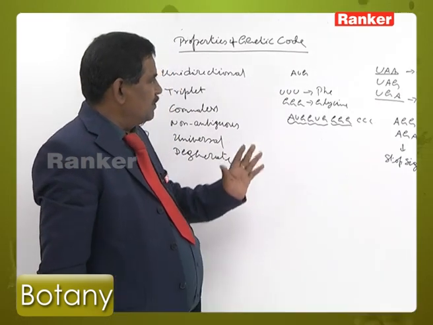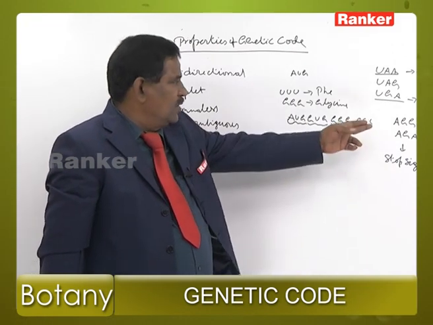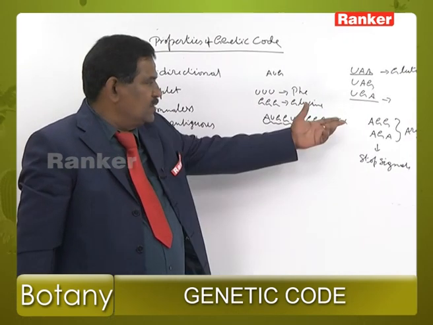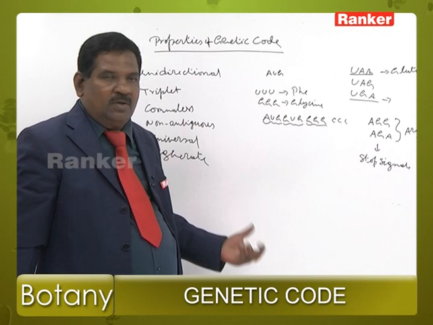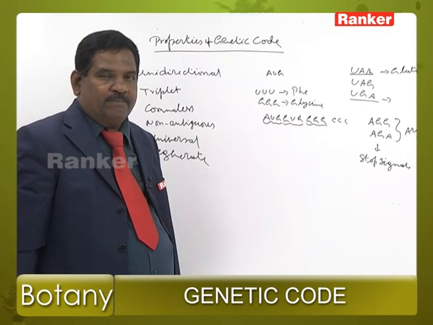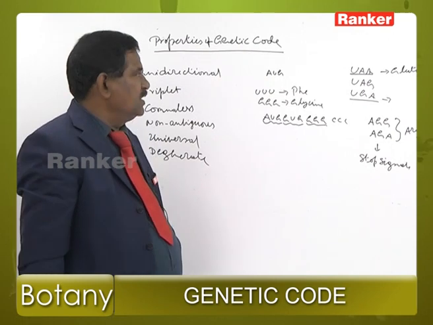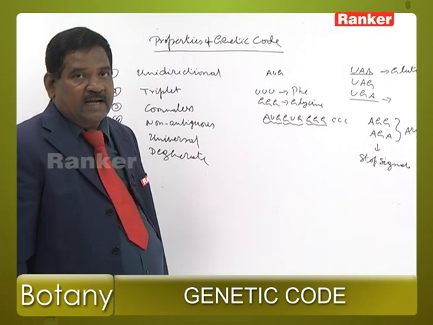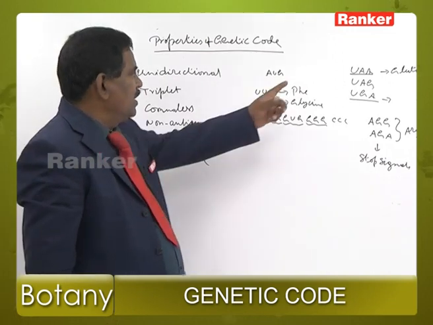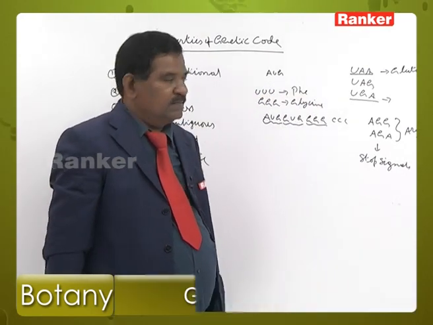For example, arginine: AGG, AGA. Arginine is recognized by more than one codon, so these two are also degenerate codons. The chain initiation codon, generally AUG, recognizes methionine. The chain terminating codons UAA, UAG, UGA are also called nonsense codons.